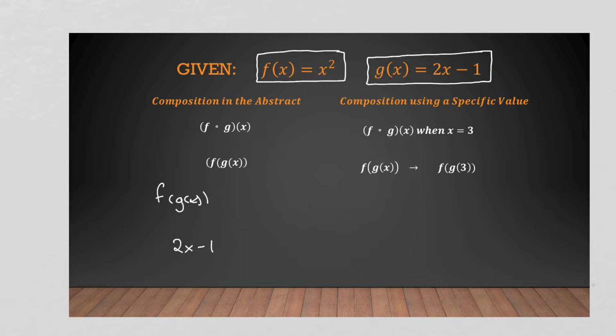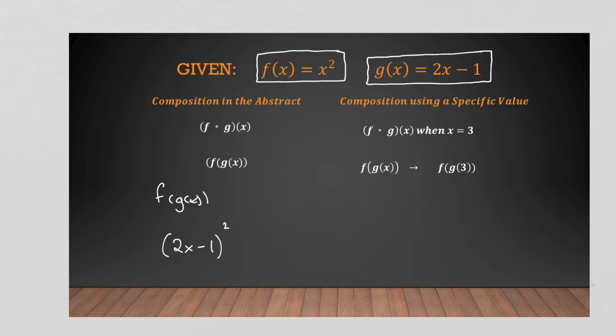But I need to make sure that whatever my f function was, I am doing the same thing, and this is still all squared. This was just x squared, and now I'm subbing in my entire g of x function into there. So I end up with 2x minus 1 squared. And in the abstract, we'd be stuck there because we can't do anything more.